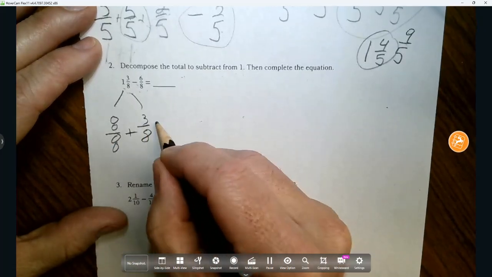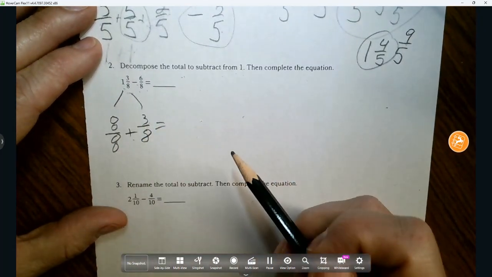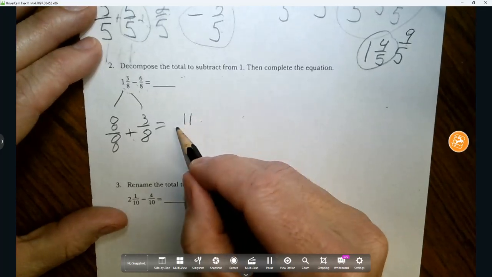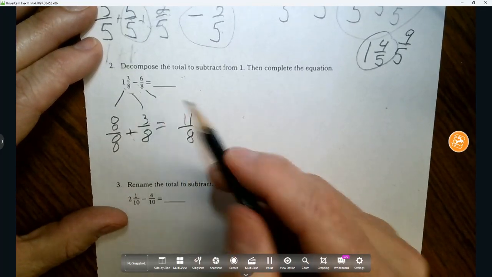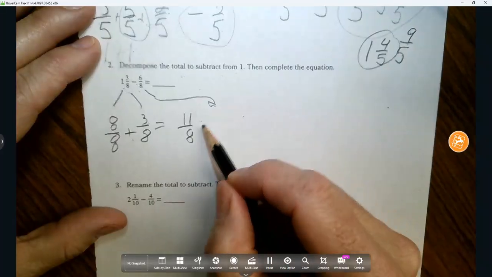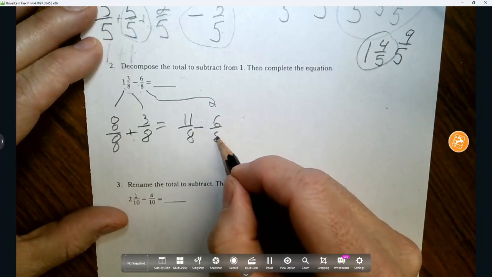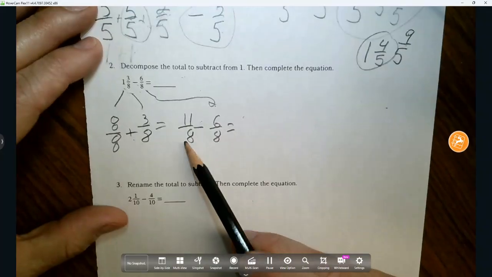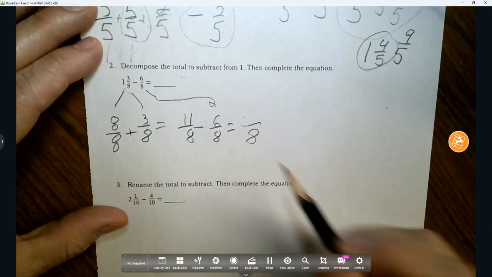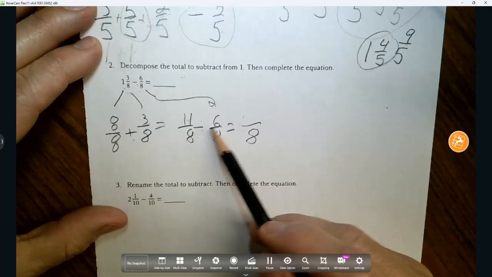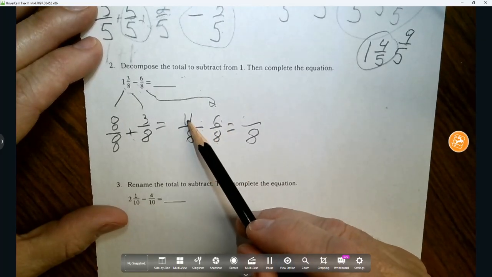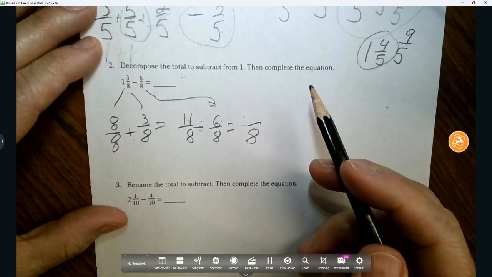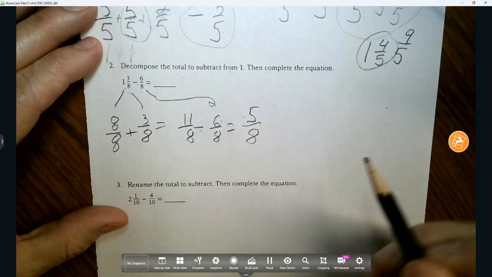All right. So what is 8/8 plus 3/8? 8/8 plus 3/8 is 11/8. Now we just bring down the 6/8, minus 6 over 8 equals. So now the bottoms are the same, so we don't have to mess with the bottoms. But the tops, just do the normal subtraction problem. So you have 11 minus 6. What's 11 minus 6? 5.